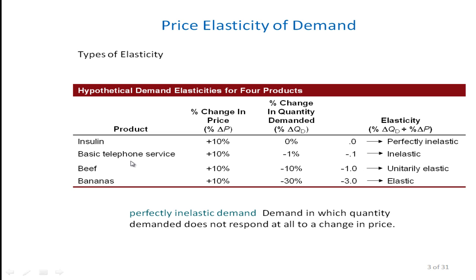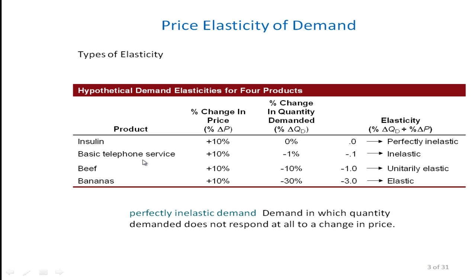Okay? The second example here is basic telephone service. Price goes up by 10%, for example. And in this case, the quantity demanded goes down by 1%. So we get an elasticity of -1. Okay? Or actually minus 0.1. That makes it inelastic.